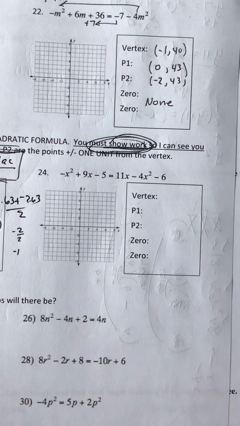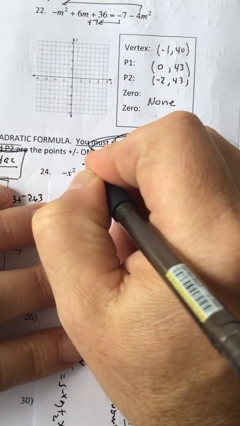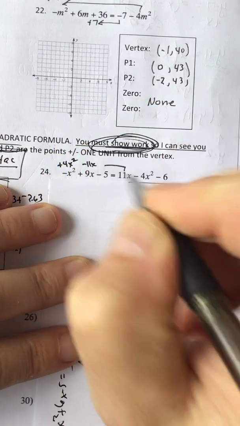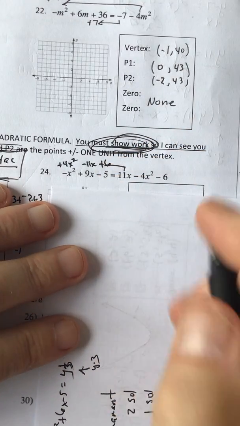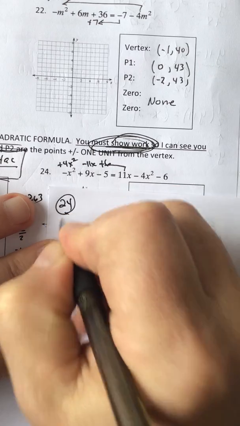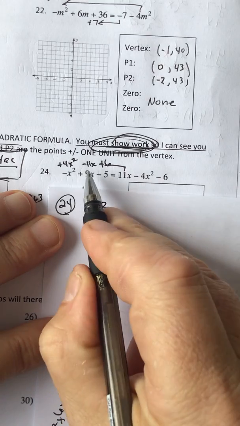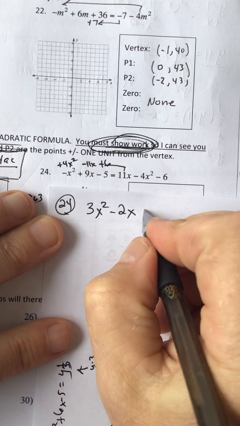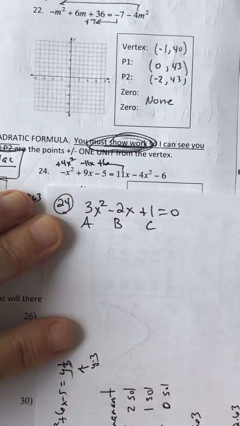Okay, so try 24. Do it by quadratic formula. All right, put the negative 11x over there. Minus 4x, I'll do plus 4x squared over there. And minus 6, so I'll do a plus 6 over there. All that has to get onto the other side, so this side is equal to 0. Okay, so 4x squared minus x squared, so I've got 3x squared. Negative 11 plus 9 would be minus 2x, and 6 minus 5 will be plus 1 equals 0. So there's my A, there's the B, and there's the C.